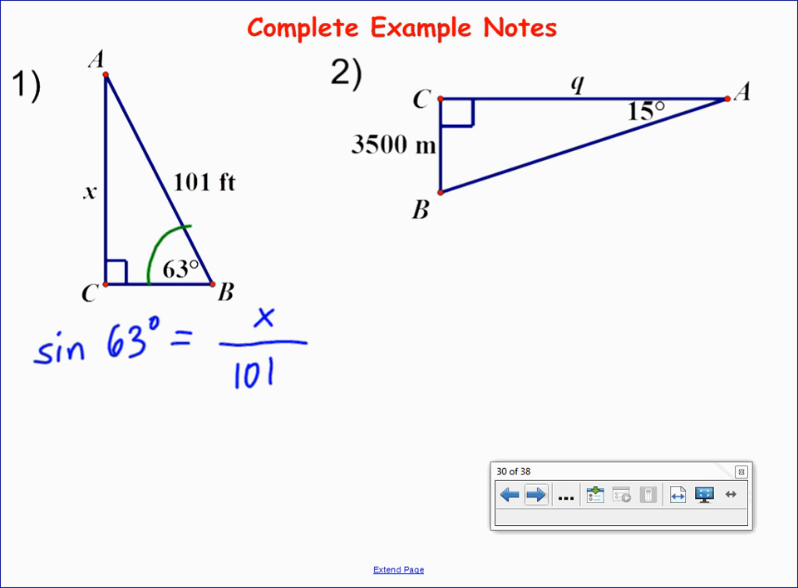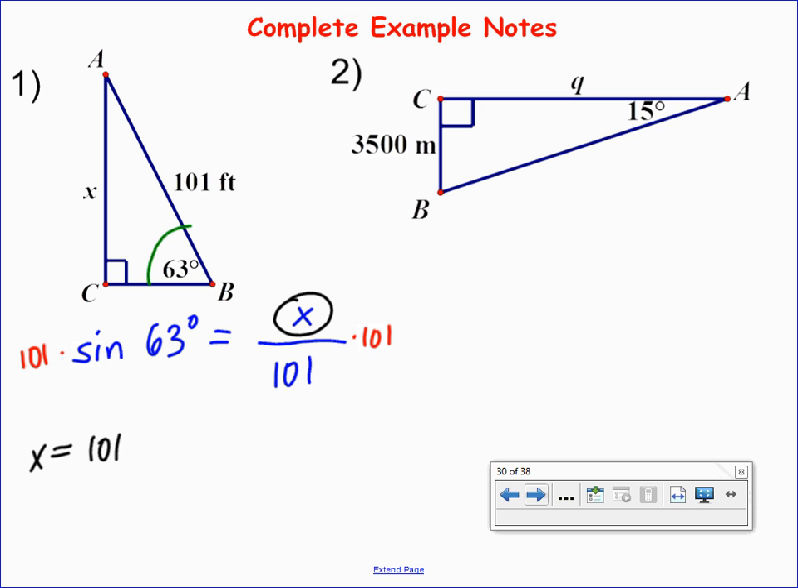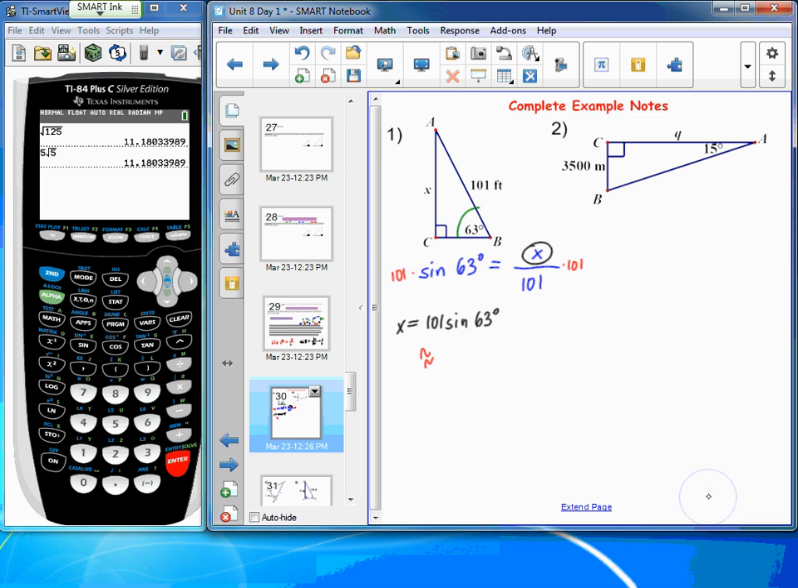Depending upon where x is, you'll use different inverse operations. In this case, it looks like I can simply solve for x in one step. If I multiply both sides by 101, I'll get x alone. It looks like x is going to equal 101 times sine of 63 degrees. That's exact. We'll go ahead and get an approximation, but we're going to do so with our calculator.